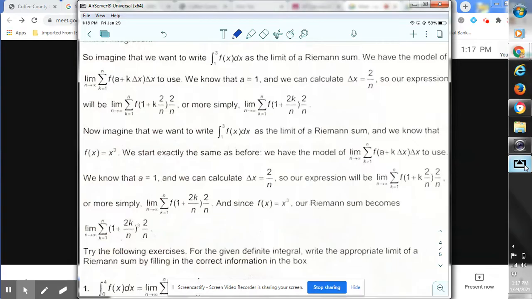Now imagine that we want to write the integral from 1 to 3 of f of x dx as a limit of a Riemann sum, and we know that f of x is x cubed. We're going to do the exact same thing. We put in our a and our delta x, and then we put it into the function, which means we're going to cube it.